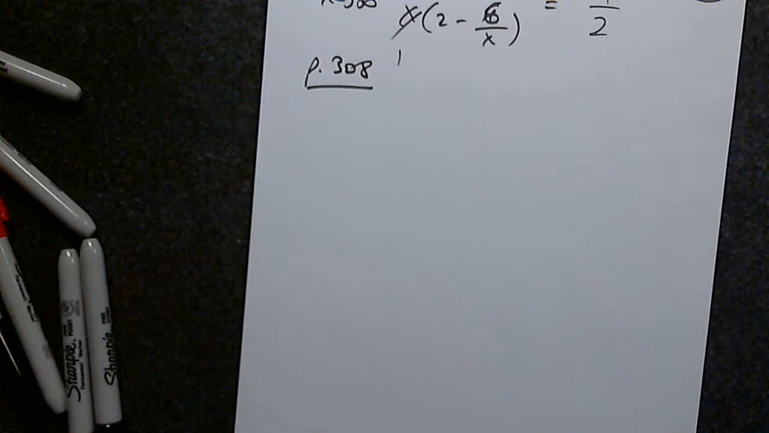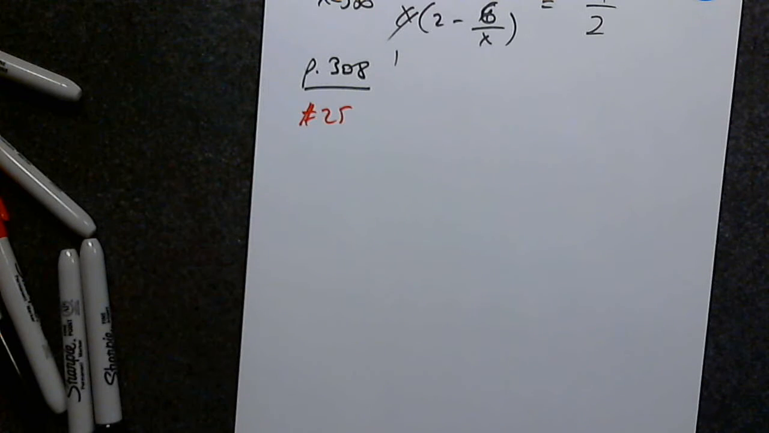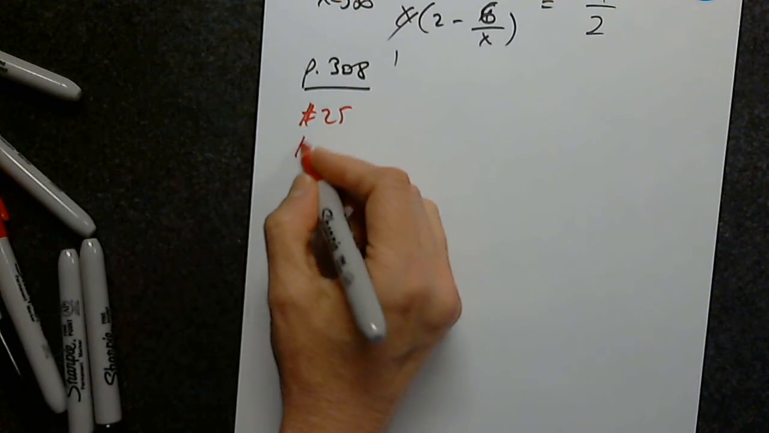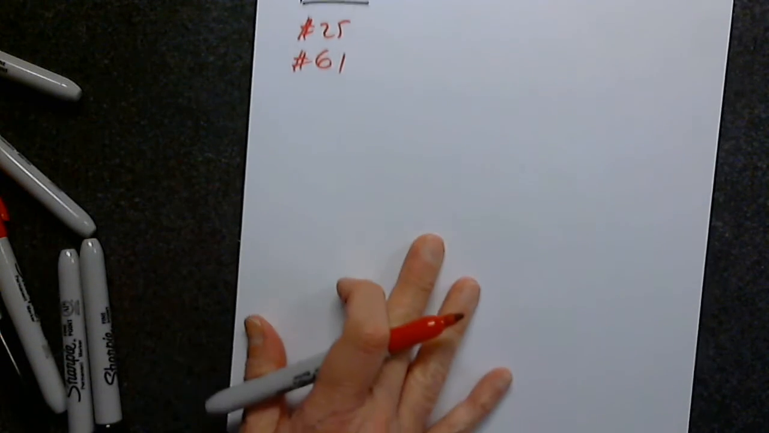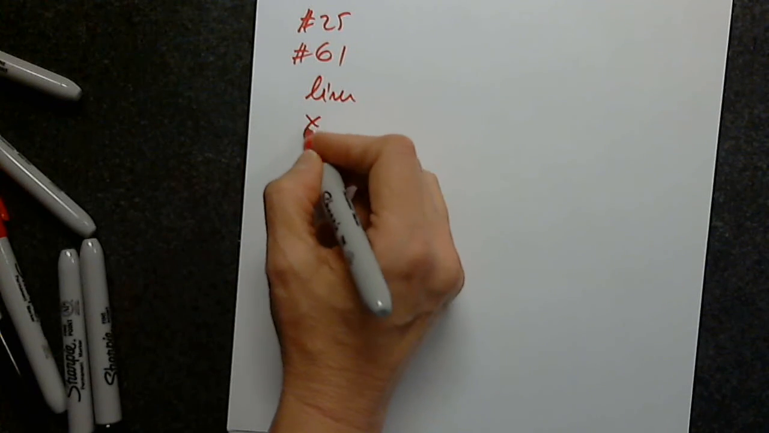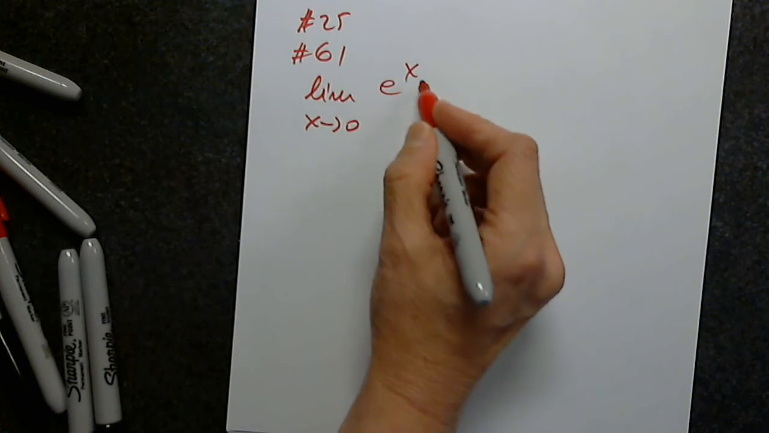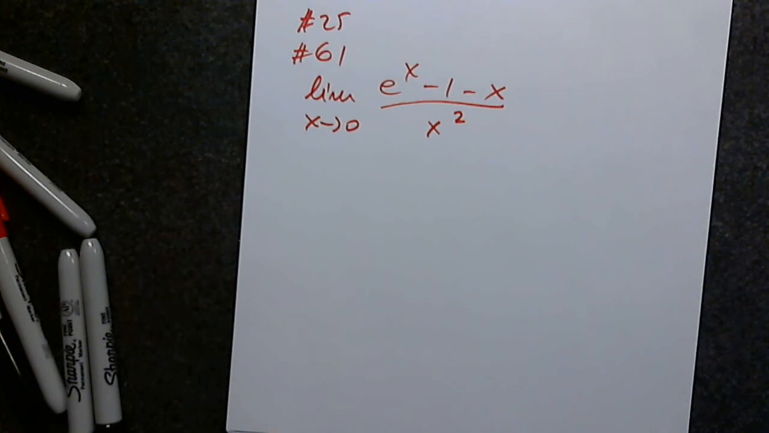Problem 25. From which page? 308. Okay, let's do 25. But Paul, did you have something else in mind? No, this is fine. 61 after that. Okay, 25. We did 25 together. So the limit as x approaches 0 of e to the x minus 1 minus x, divided by x squared. Good.